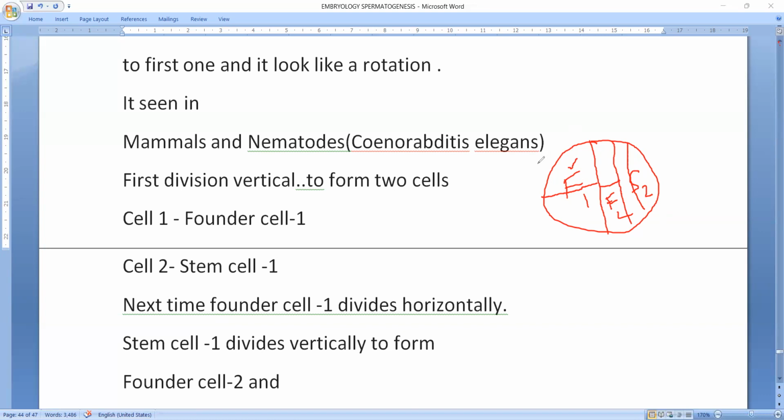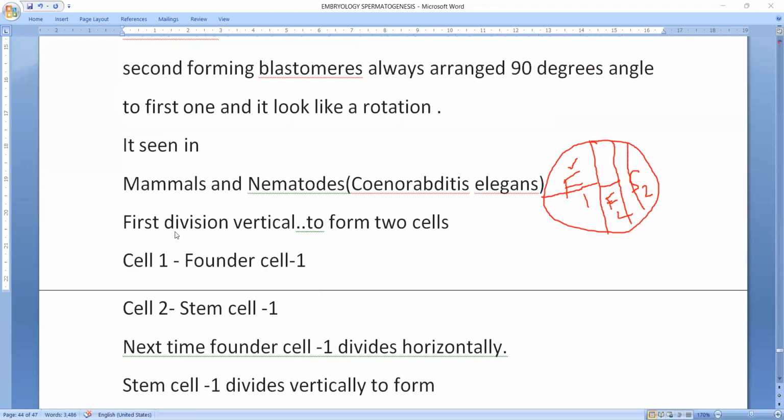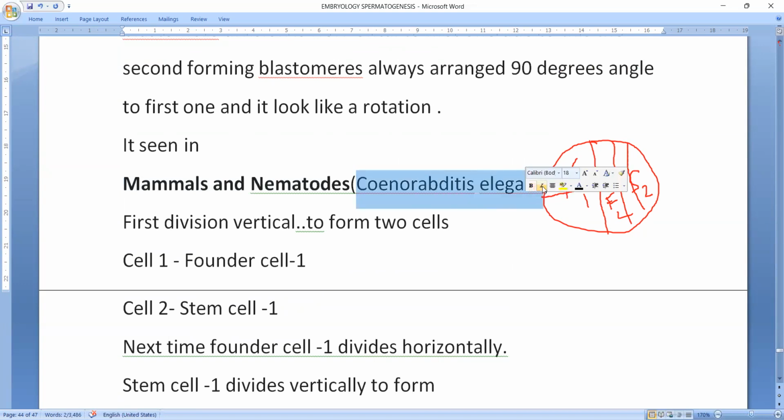Okay, so that is how the rotational type of cleavage takes place. Examples are simply mammals and nematodes. In the nematodes, a very, very famous example is Caenorhabditis elegans.